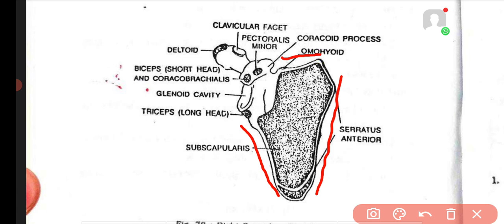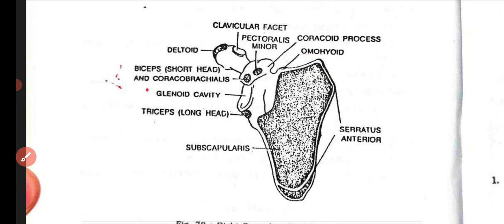Now, how can we know this one is the lateral border? Because from that point, we know that the glenoid cavity lies laterally. This is the glenoid cavity. So this one will be the lateral border, this one will be the medial border, and this is the upper border. Okay.